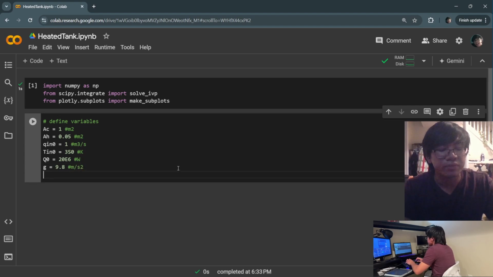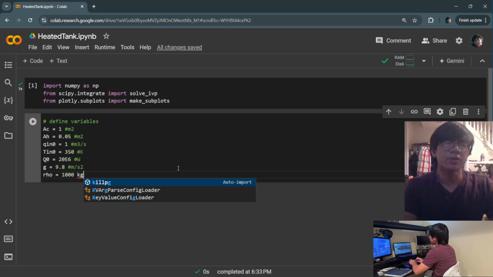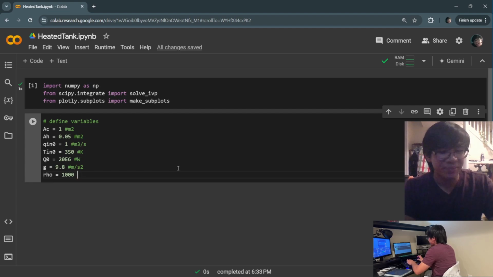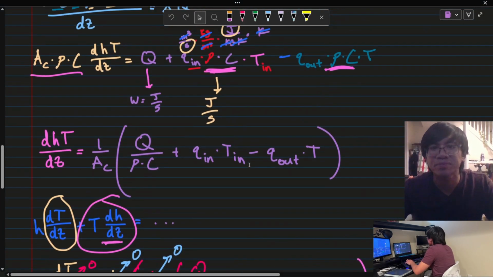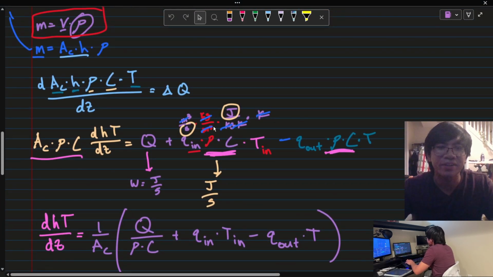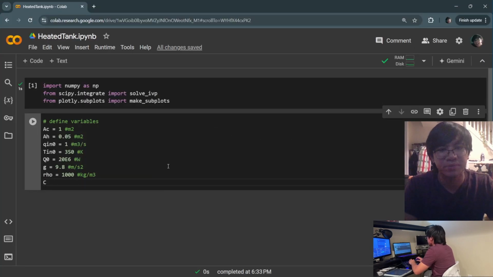A. Density of water, call it rho. We don't just put P. Rho is 1,000 kilograms per meter cubed, I believe. Hopefully I don't get my units wrong here. Actually, I wrote them out earlier, didn't I? Yeah, kilogram per meter cubed, and we had our volumetric flow. Yes, specific heat capacity, that's the one.